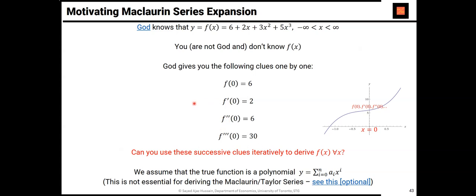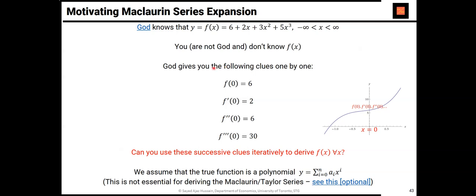Imagine that you are, as you know, not God. You're just a mortal human being. God knows that there's an equation out there in terms of x, and God knows the true equation: 6 plus 2x plus 3x squared plus 5x cubed, which I've drawn for you here. God knows this. You, sadly, are not God, and you have no idea what this function is. And just like something out of the Bible, God reveals clues about this function one by one by one.